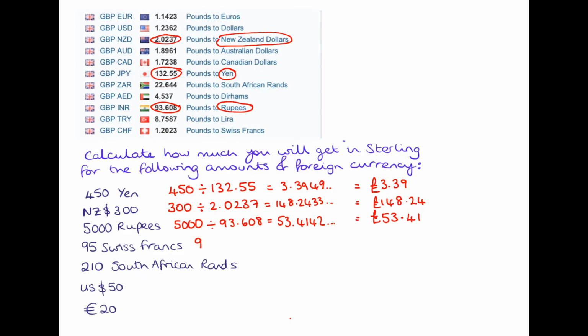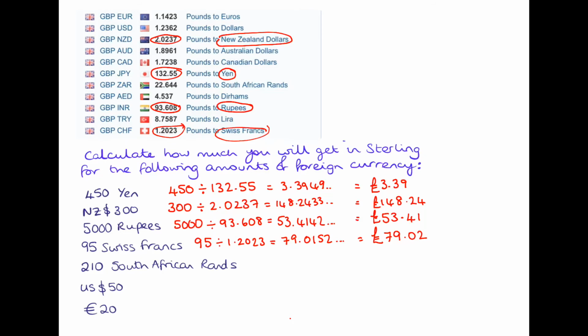Right, next one, 95 Swiss francs. 95 divided by, well, here's Swiss francs. There's the exchange rate, 1.2023. And we get 79.0152, etc. So that's going to be £79. And now when we have a look, 2 decimal places is here, but that 5 tells you need to move that 1 up to a 2. So it's 02, so £79.02.